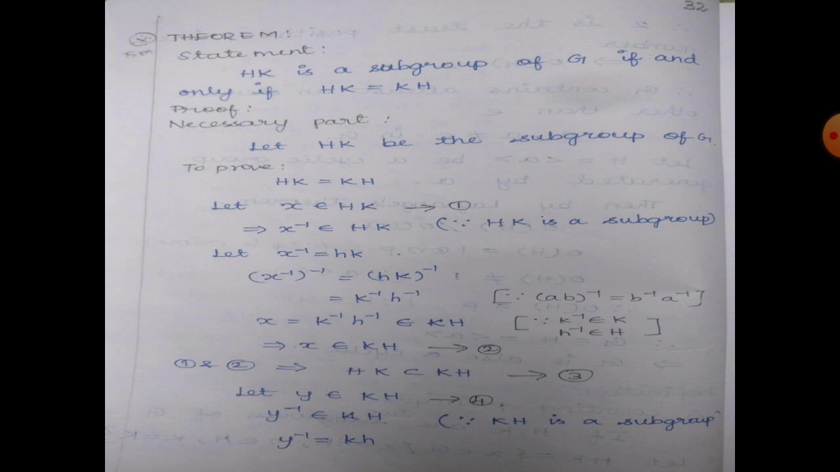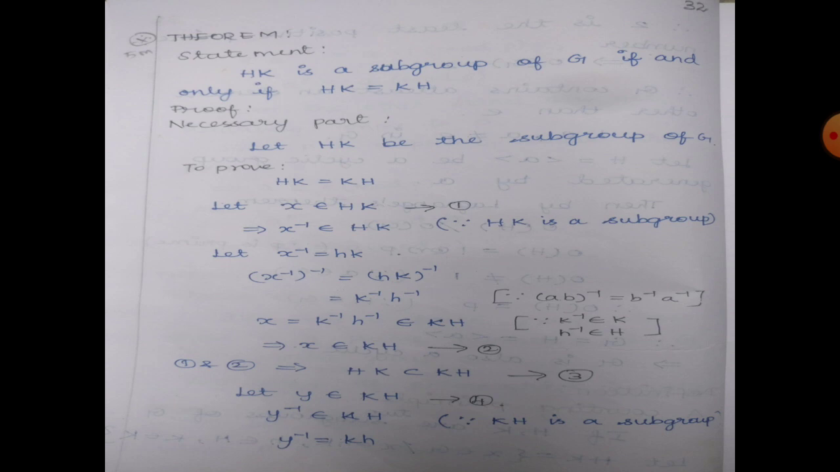For the necessary part, you have to assume that HK is a subgroup of G. We have to show that HK is equal to KH. Similarly, for the sufficient part, you have to assume that HK is equal to KH. You have to show that HK is a subgroup of G. We have to come up with the proof.